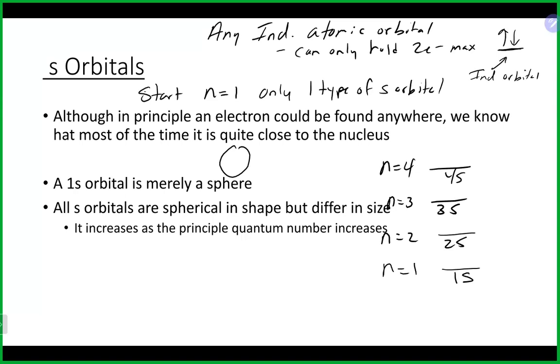Now, because there is on any of those energy levels only one individual s orbital, that means the maximum number of electrons you could put on any s orbital is 2 electrons. So if I wanted to fill this one up, I could only put 2 in there. If I wanted to fill this one up, I could only put 2 in there, and so forth. So again, the maximum number of electrons that you could put into an s orbital is always going to be 2, because there's only one type of s orbital. Any questions on that there?